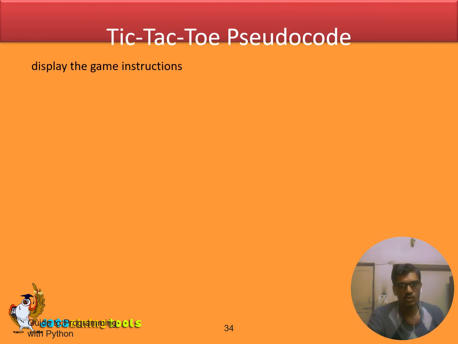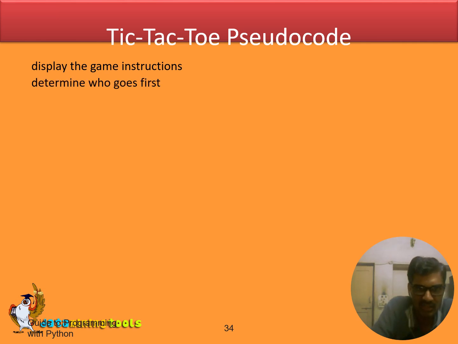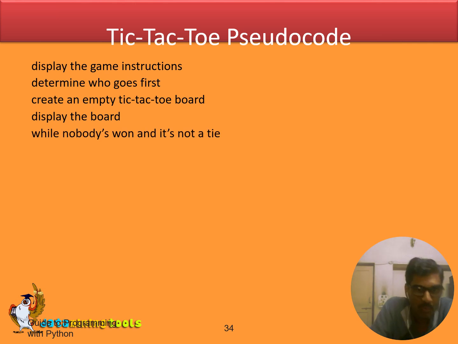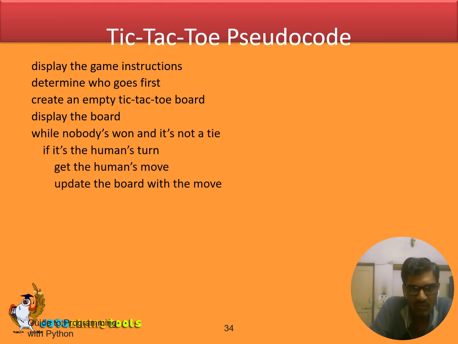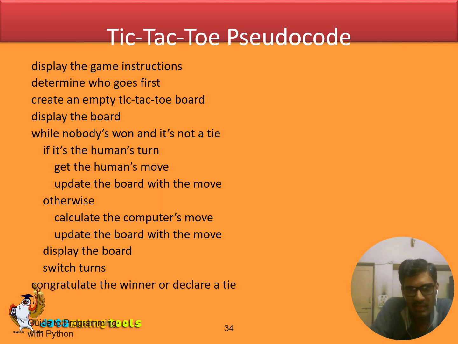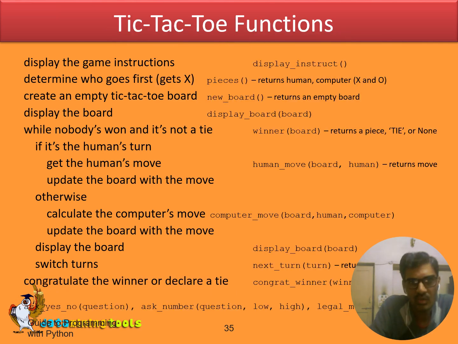Next, let's look at the pseudocode. So first, display the game instructions, determine who goes first, create an empty tic-tac-toe board, display the board. While nobody has won and it's not a tie: if it's the human's turn, get the human move and update the board with the move. Otherwise, calculate the computer's move, update the board with the move. Display the board, switch turns, and congratulate the winner or declare a tie. So this is the pseudocode for the tic-tac-toe game.